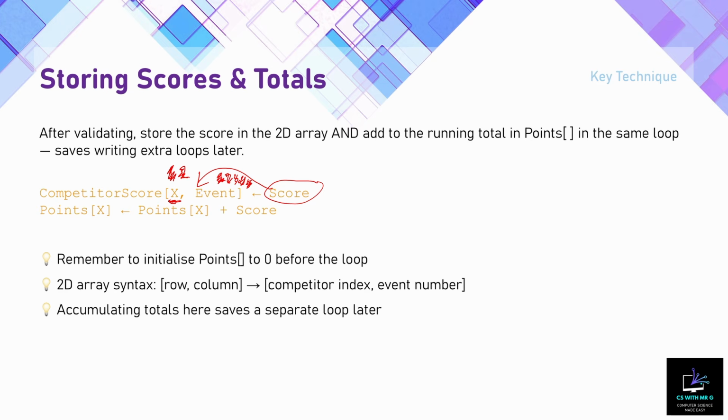So for each competitor, we store the score for the event, and we also keep a tally by adding it to the current score and keeping a total in this position. That's why it's very important at the beginning that we set points to 0 for all the competitors, because 0 plus the inputted score, let's just say it's 75, would equal 75, and then 75 is stored in that position. So this will make more sense when I show you it in the bigger loop, but this is something we need to do in order to store the total points for each competitor.